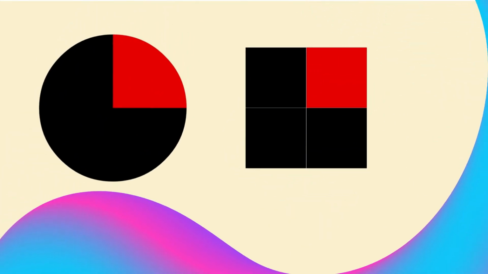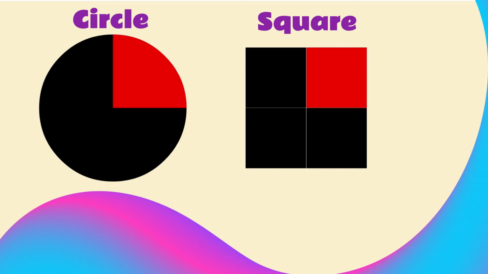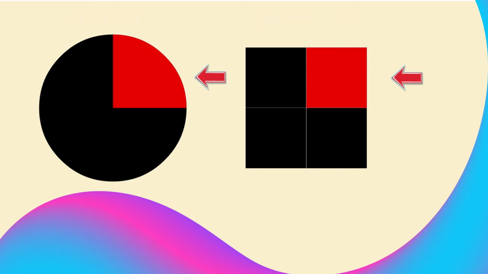In this picture we can see a circle and a square. Each one has a red part shaded, which is 1 quarter. We will look at 3 other ways which will show 1 quarter in a circle and a square.